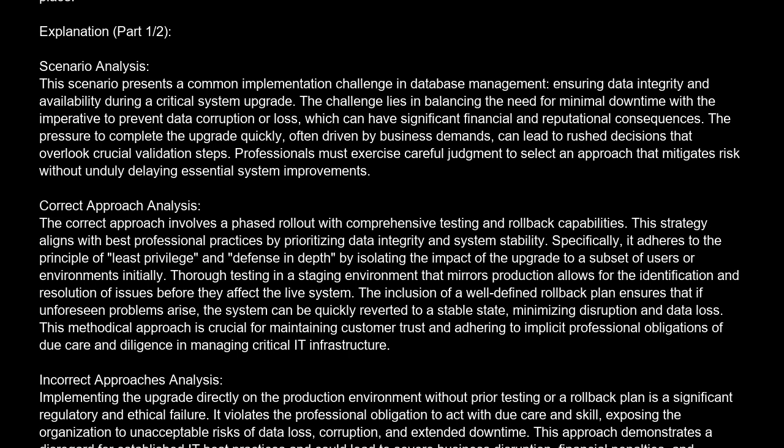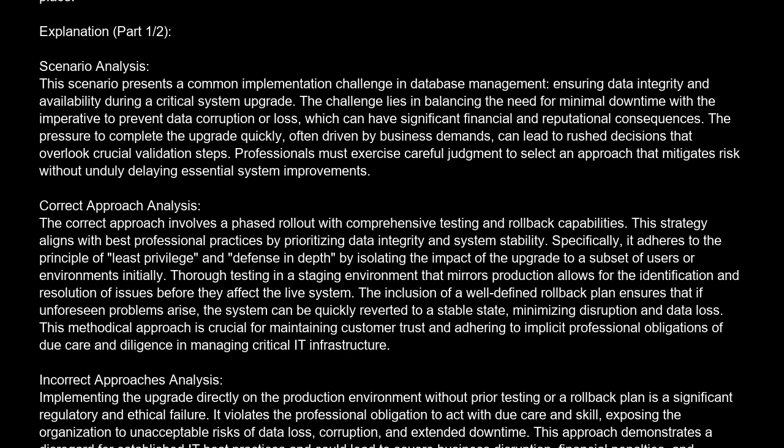The pressure to complete the upgrade quickly, often driven by business demands, can lead to rushed decisions that overlook crucial validation steps. Professionals must exercise careful judgment to select an approach that mitigates risk without unduly delaying essential system improvements. Correct approach analysis. The correct approach involves a phased rollout with comprehensive testing and rollback capabilities. This strategy aligns with best professional practices by prioritizing data integrity and system stability.